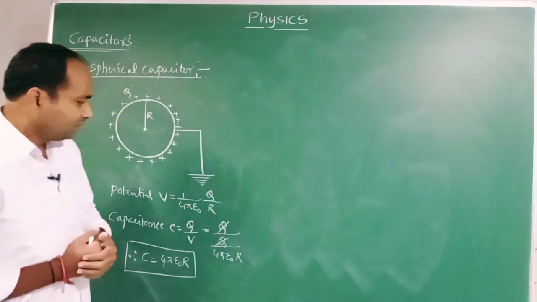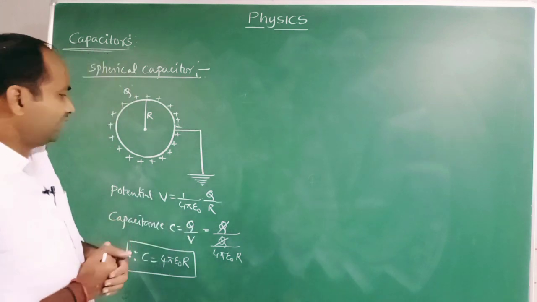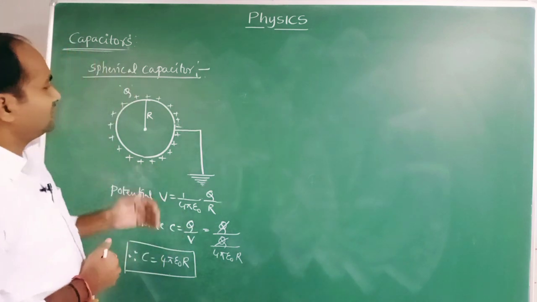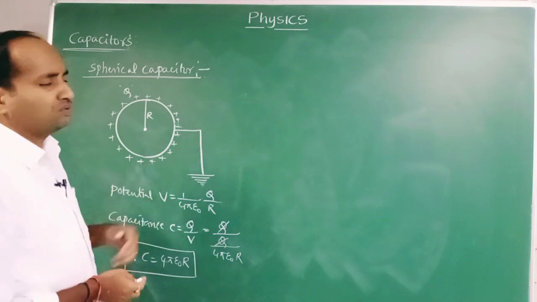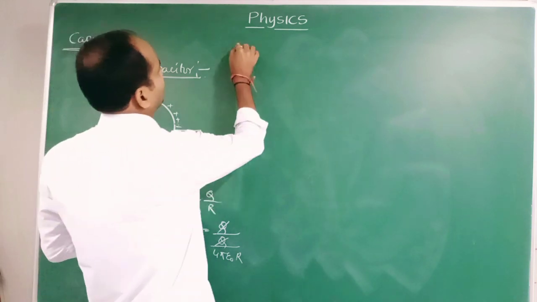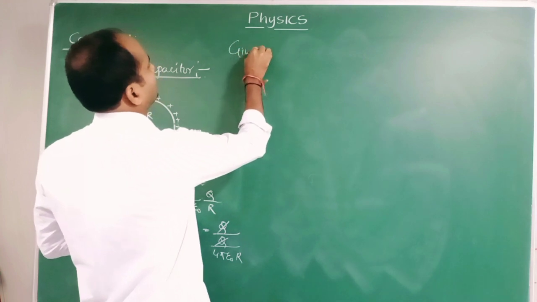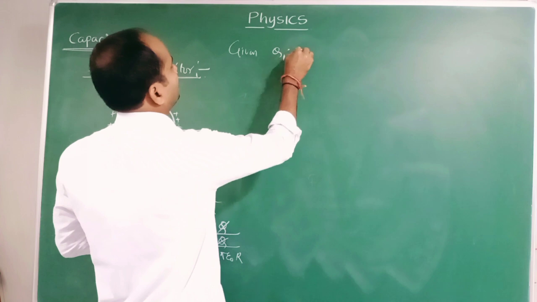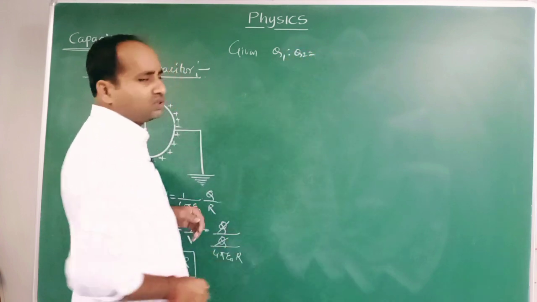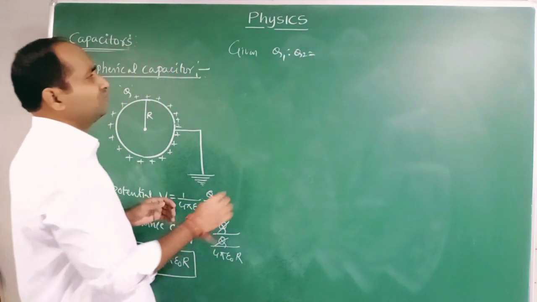Suppose a problem is given, it may be asked: two spherical capacitors are charged in the ratio Q1 to Q2 of 3:4.